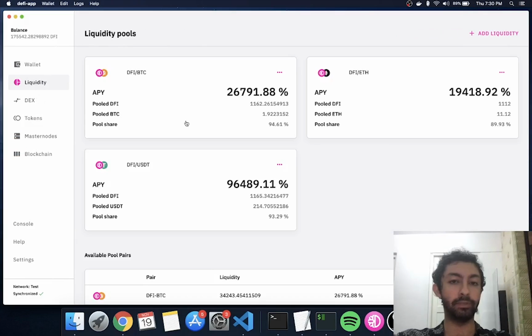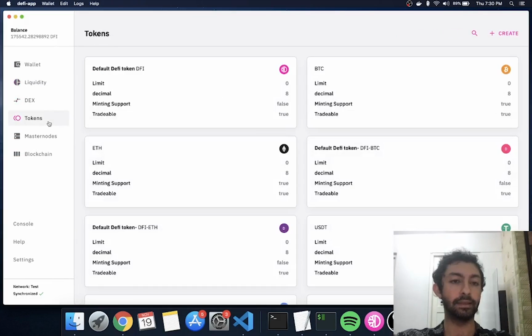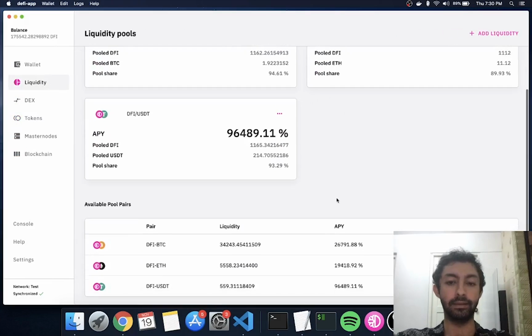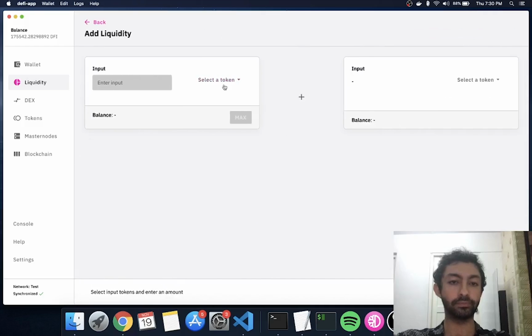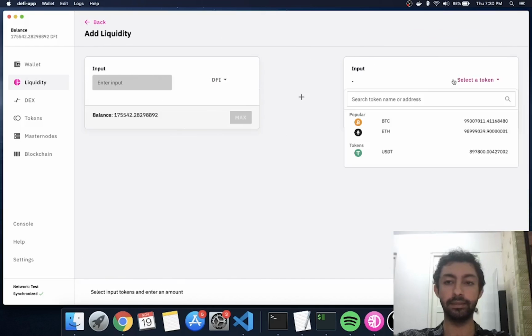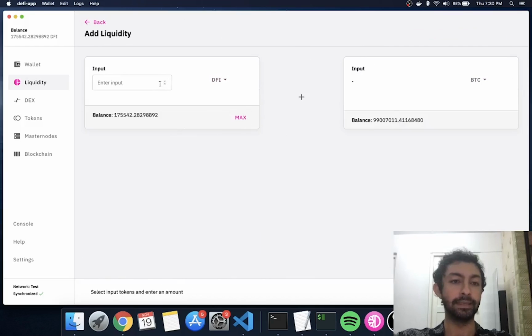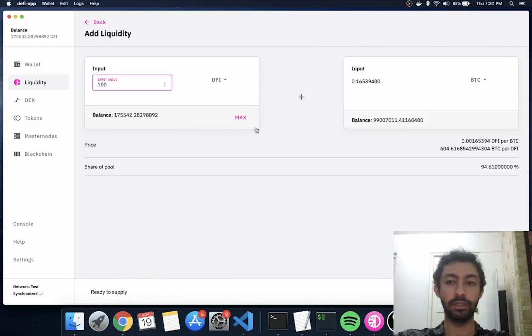So here it is. You can see the updated interface. We have liquidity, the DEX, tokens, and right here on this liquidity page, I can go into a pool. I can select my tokens, say DeFi, BTC, Bitcoin. I can put in a certain value, and what you'll see is that the app auto adjusts the value for you. So, say I put in 1,000 DeFi here. I'm only getting one Bitcoin.